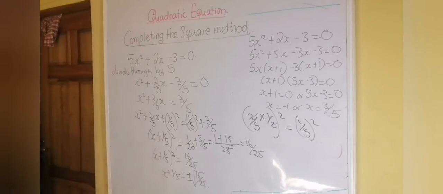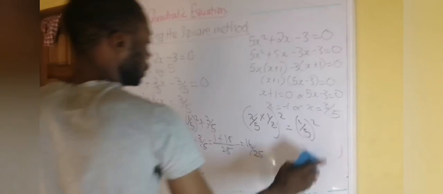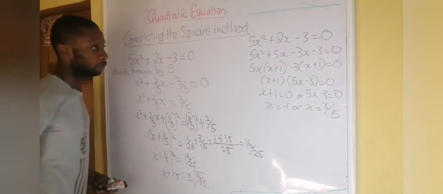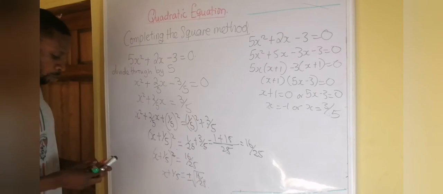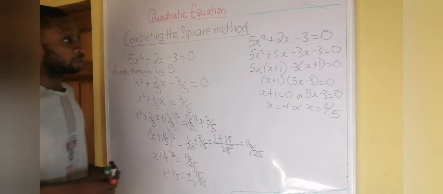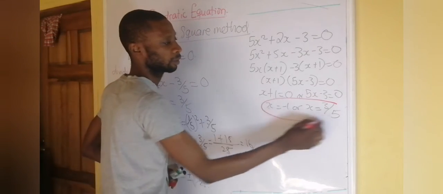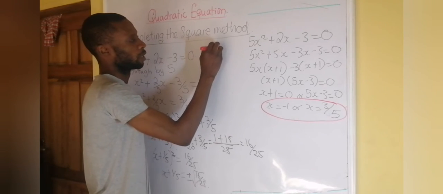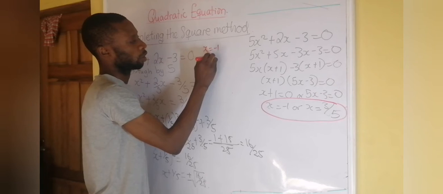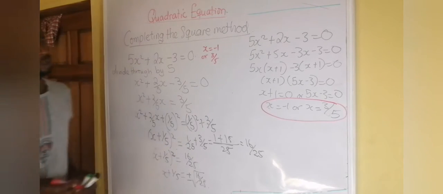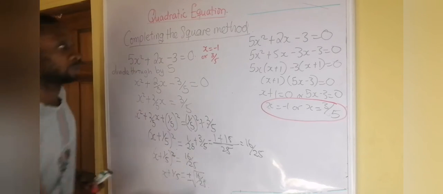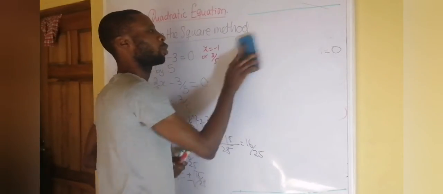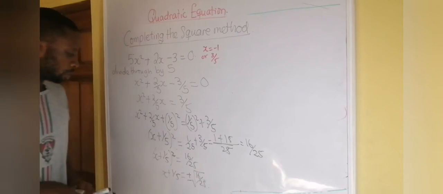All right, so the next thing I'm going to do, let's remember this answer here. That's what we want to get. We want to get x is equal to minus 1 or 3 over 5. So we solved it with factorization. I want you to play back to compare it. So let's continue.